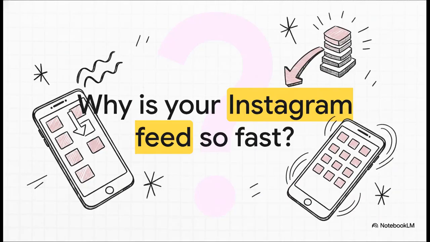So let me ask you a question you've probably never even stopped to think about. Why is your Instagram feed so fast? You know the feeling, right? You pull down to refresh and bam, a whole new set of photos just appears. It feels instantaneous, almost like magic. But it's not magic. So how is that even possible?